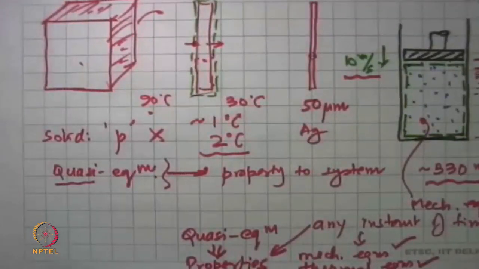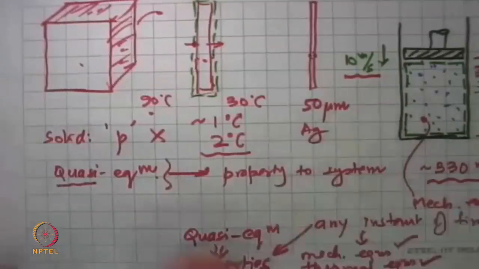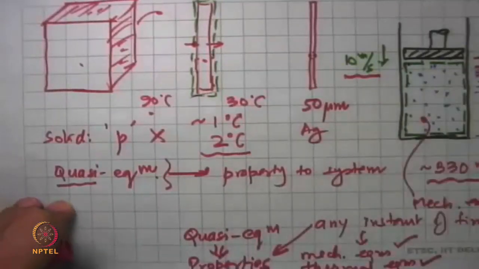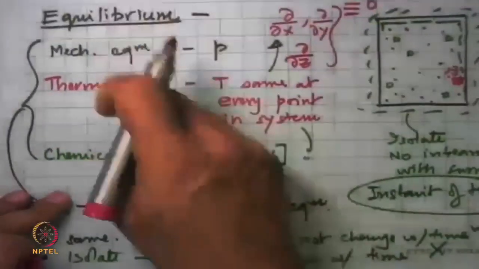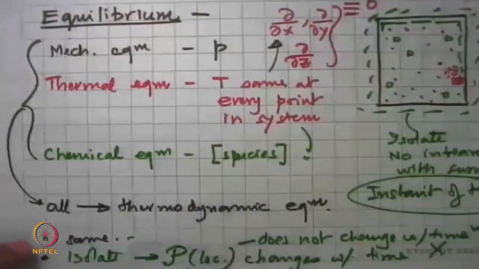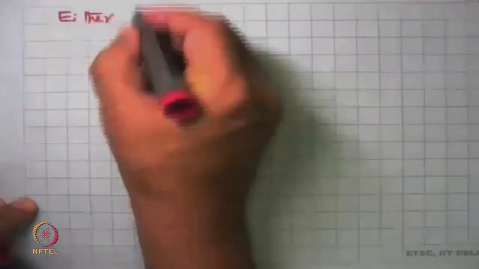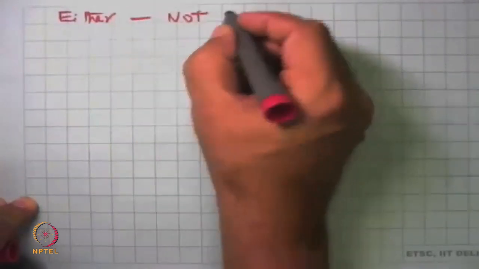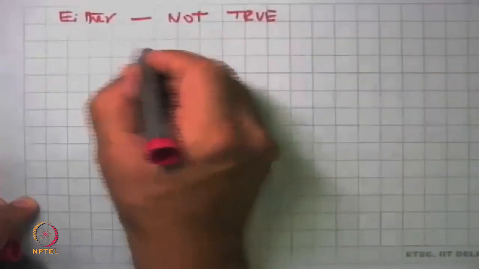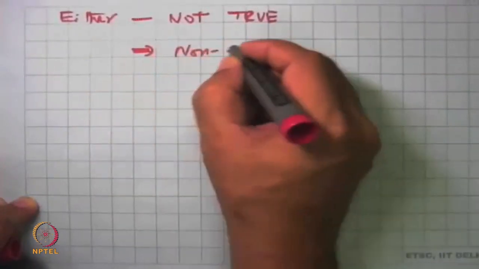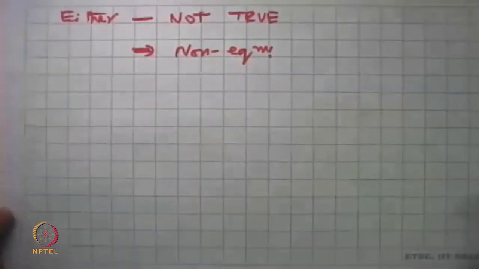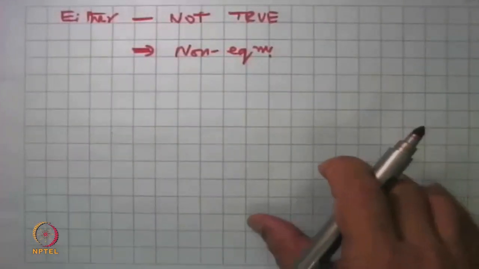So what we have done now is said, well, what is equilibrium, what is quasi-equilibrium, and the only thing remaining now is that if any of these three conditions are not satisfied, then the system is not in equilibrium. Okay, so if either of those is not satisfied, not true, this implies the system is a non-equilibrium system. And what we are learning in this thermodynamics is not applicable.